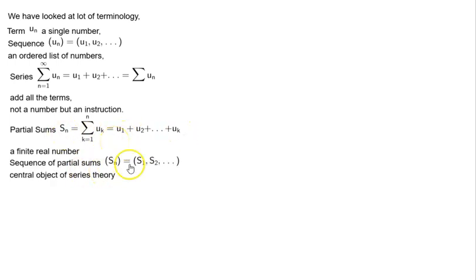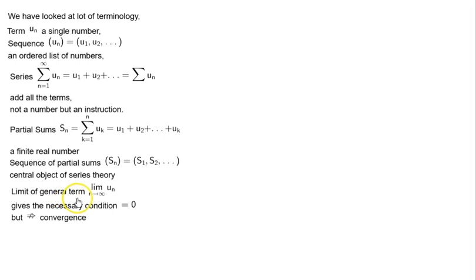Partial sums S sub n is equal to the sum of the first n terms. Sequence of partial sums, as mentioned for sequences, is a list of ordered numbers. Now, what those numbers are: the partial sums. So here S1 will be U1, S2 will be U1 plus U2, S3 will be U1 plus U2 plus U3, and so on. And this is the central object of series theory.